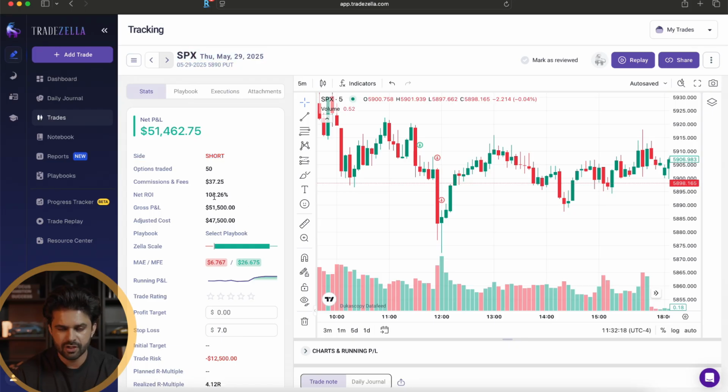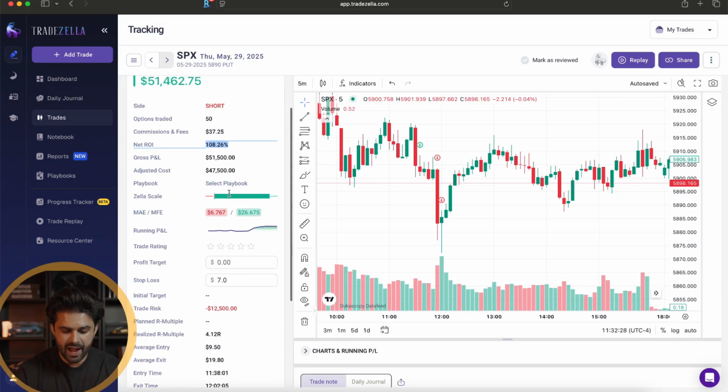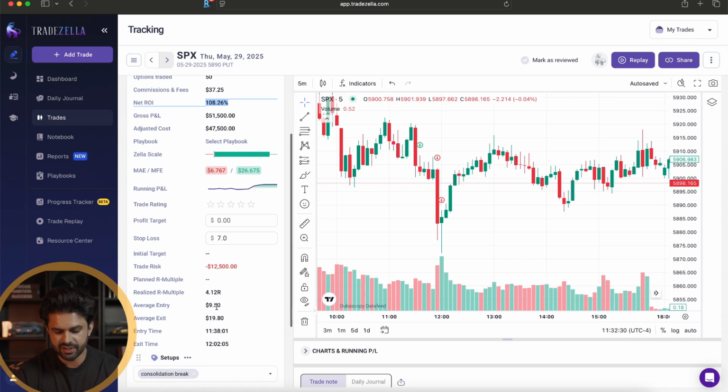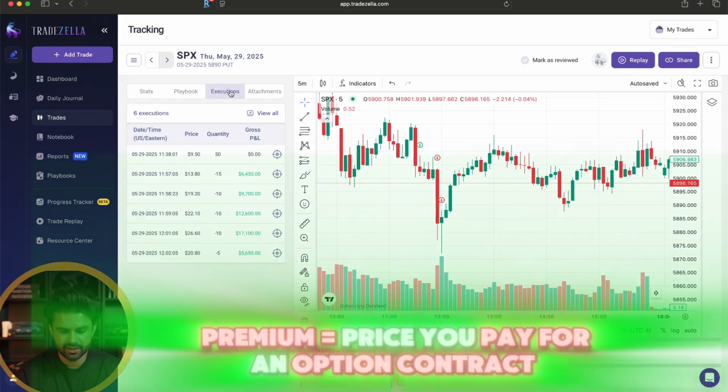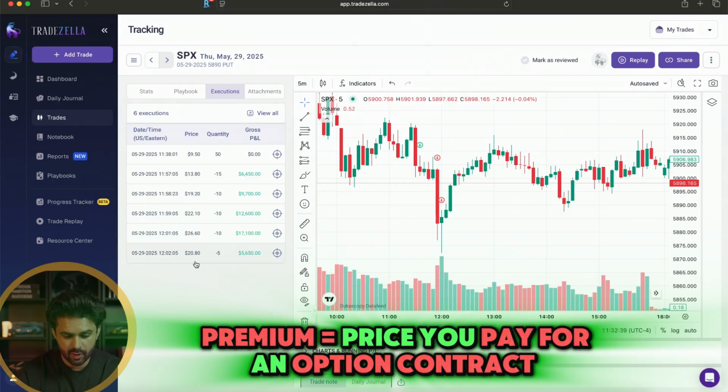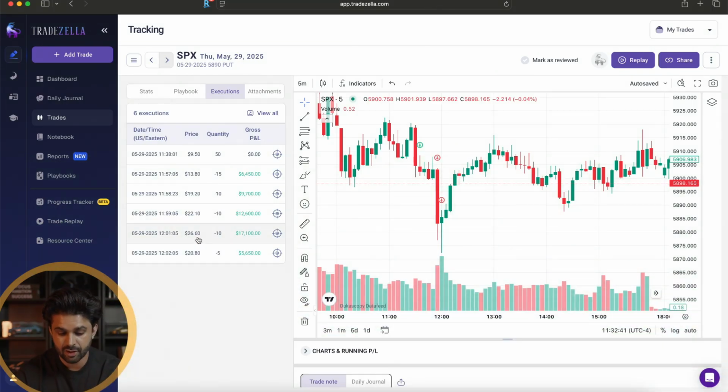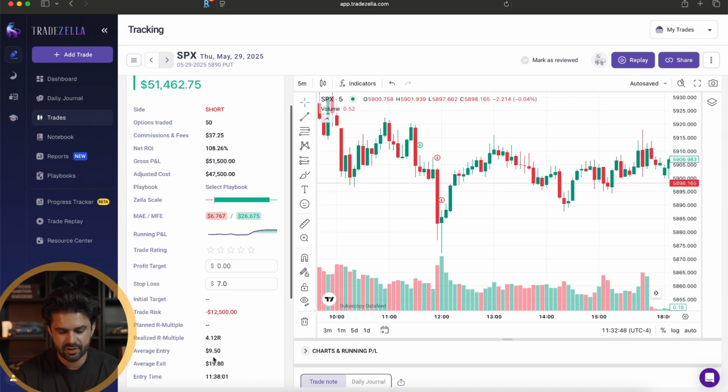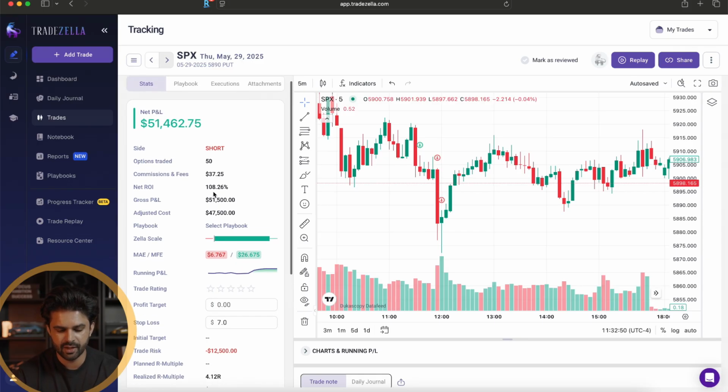My total return on this trade was 108%. I'm one of those traders that likes to scale out as the trade is going in my favor. My average entry was around $9.50. Average exit was $19.80. But when you look at the executions, premiums went all the way down to $26.60. So because I was averaging out of that trade, the average exit is around $19.80, which gave me a net return of 108%.